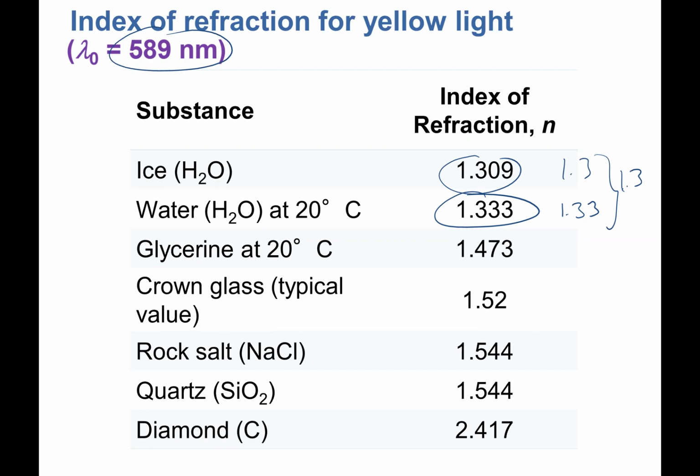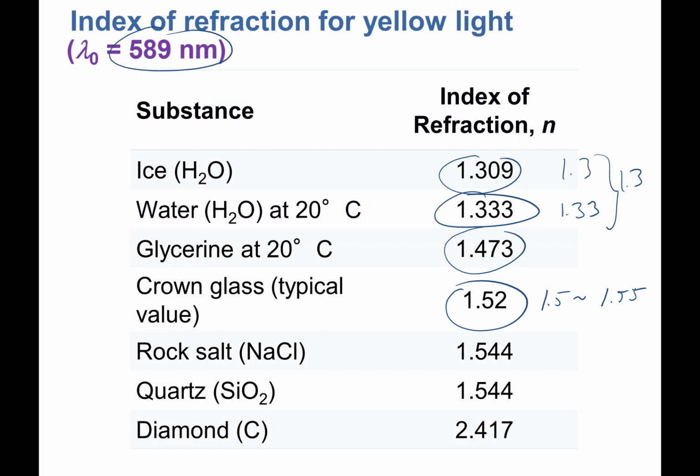Okay. So you can see one thing we have here is glycerin, crown glass. So the glasses are about 1.5 roughly. There are different types of acrylic glass and things like that, crown glass, so you might have slightly different values. Generally it ranges from 1.5 to 1.55, let's say. Rock salt, quartz, diamond, and so on and so forth. That means, depending on what we have here, the index of refraction increasing means it's a more and more dense material.